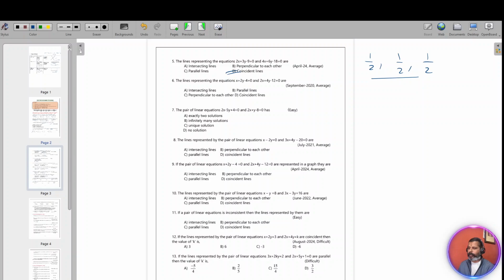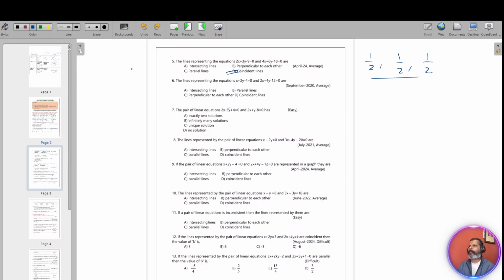They are coincident lines. The lines representing this again, it is all based on the ratios of a1 by a2, b1 by b2, c1 by c2. You have to understand this properly. Sixth one, let's see. I will not write the equation and all, I'll just pick the ratios here.